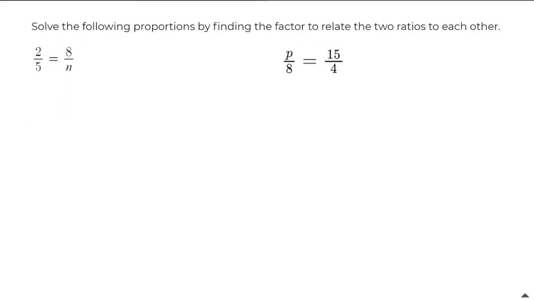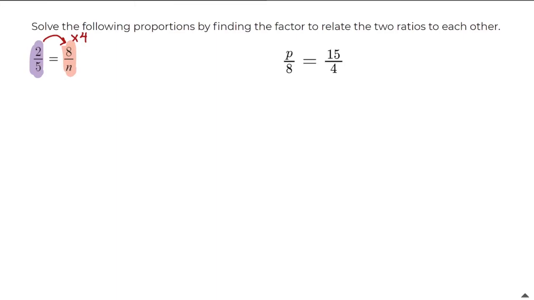Okay, so now I want to solve the following proportions by finding the factor to relate these two ratios to each other. For example, right here, my first ratio is 2 to 5, and my second ratio is 8 to some unknown number. I don't know what it is. So I need to figure out what my factor is. How do I go from 2 to 8? I would multiply by 4.